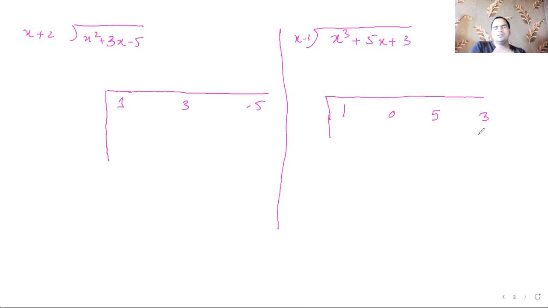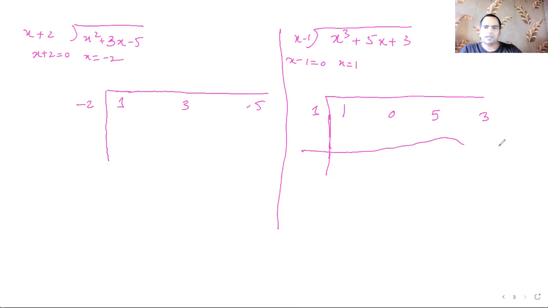And what is the other thing that you use? This is the factor by which you're dividing. What we take here is the root of this factor. So x plus 2, if I equate to 0, I get x is negative 2. Similarly, if I equate x minus 1 to 0, I get x is 1. Now I'm not going to use any x's, any variables. I'm just going to use these numbers. So you can see the two sums I'm running parallel. Here, I'm just going to draw another line.